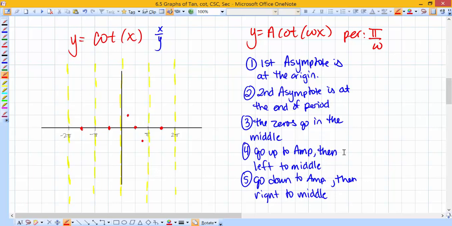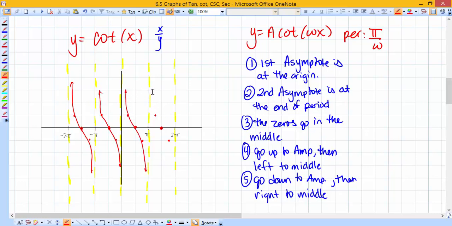So go up to the amplitude, then left to the middle. Go down to the amplitude, then right to the middle. So from your 0, that's what that means. From your 0, you go up to the amplitude, 1, then you go left. You go down the amplitude, then right. And you're going to do that for all of these. Always the middles, you guys. Cotangent is one of the easiest graphs that you guys will ever graph, I think. It's very straightforward.